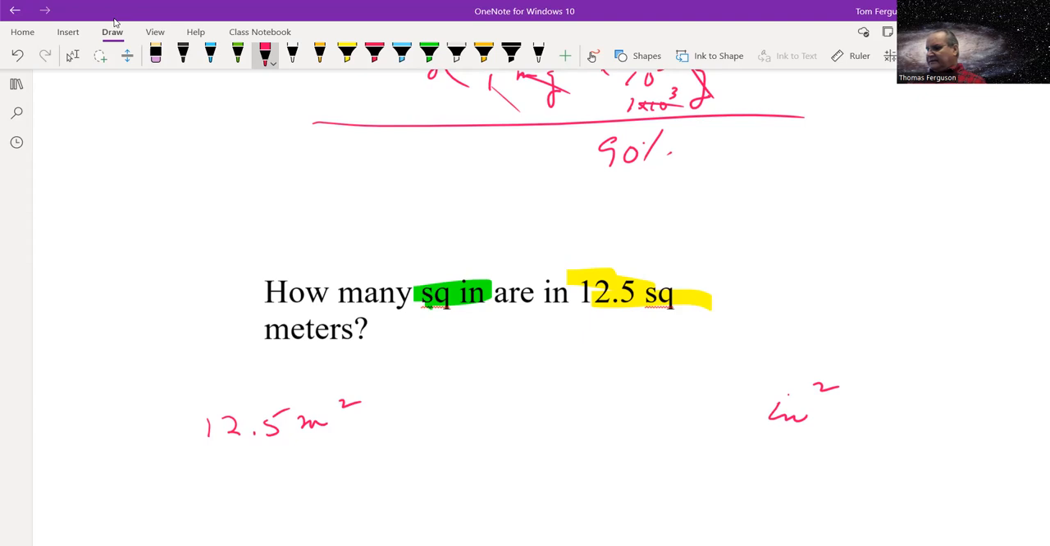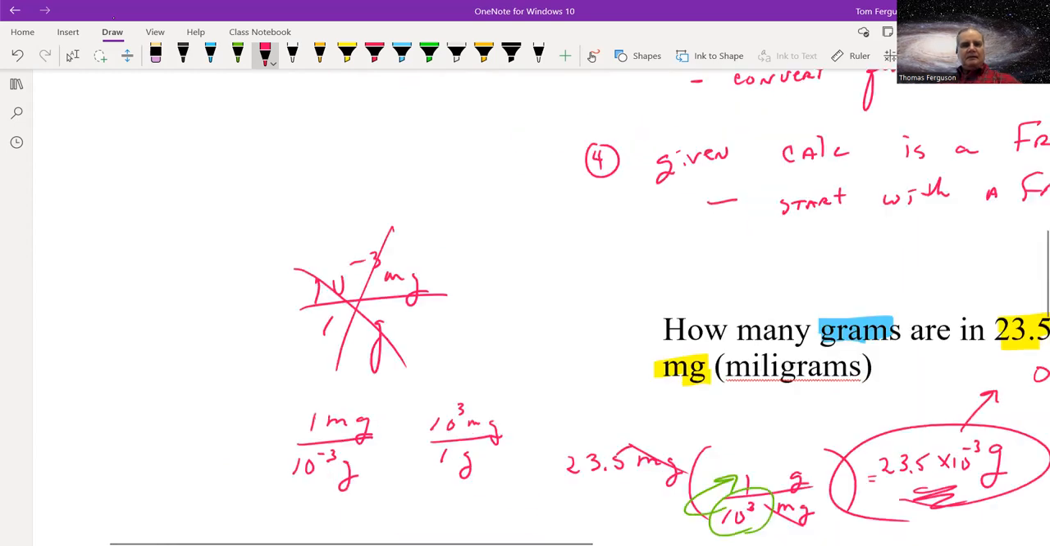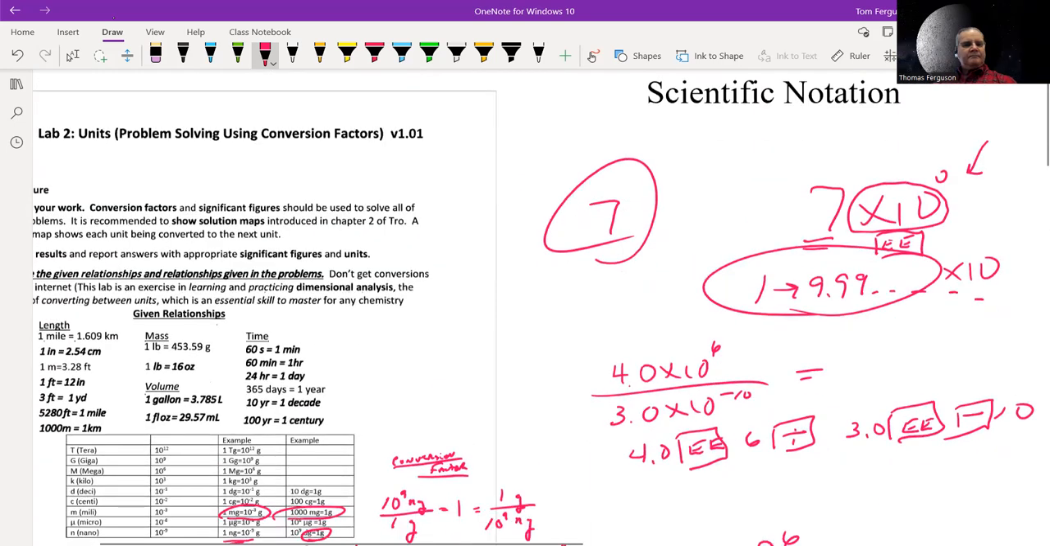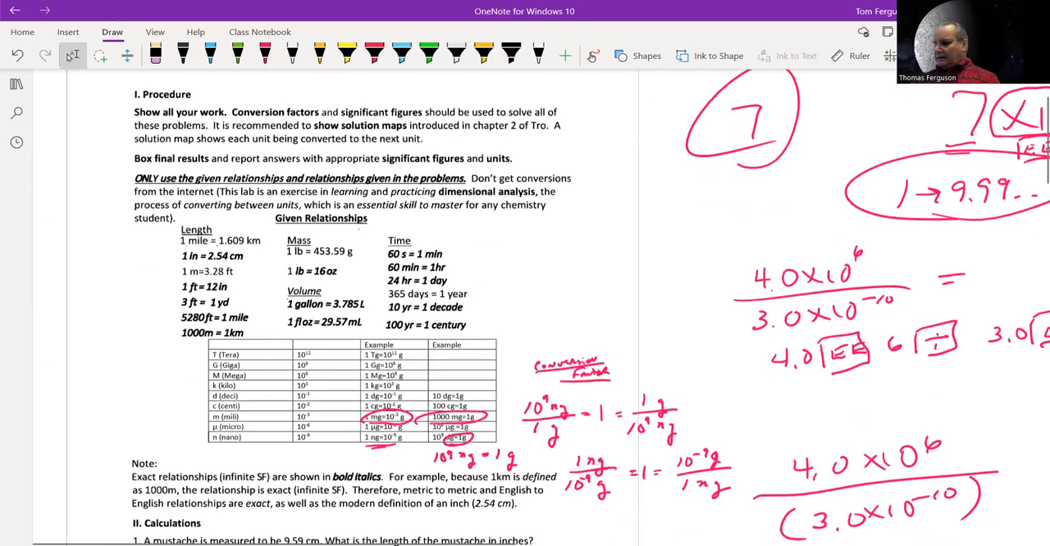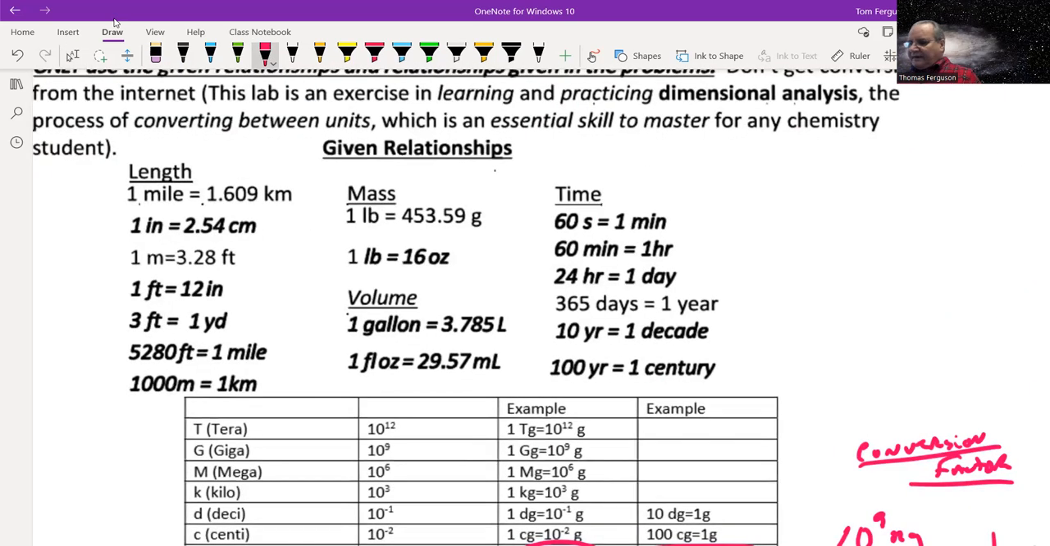Okay, so first thing we want to do is what? Well, we've got to cancel the given, right? And then okay, so we've got a couple ways to go on this. We've got feet in meters and centimeters in inches. Notice the centimeters and inches is bold-faced. That means it's an infinite sig fig. The other one is not bold-faced. That means that's three sig figs.